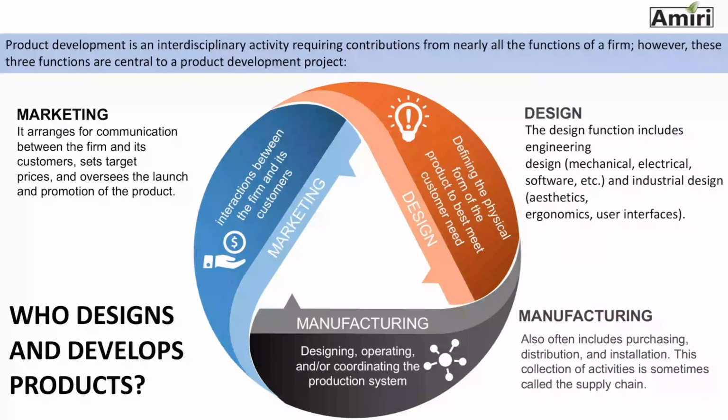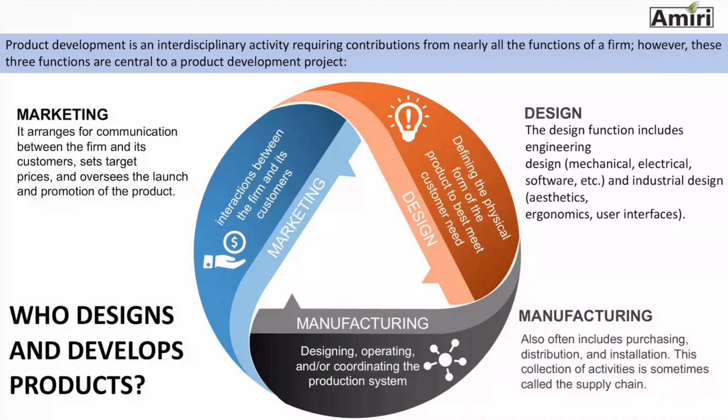Then we get to the design aspect of it, which could be the mechanical, electrical, software, or material design, but it could also be industrial design, the aesthetic part of the product, the ergonomics of it, the user interface of it, and all of that. So designers and the literal design part of it is part of the product design and development process. And then manufacturing is a big part of the product development function in the interdisciplinary team.